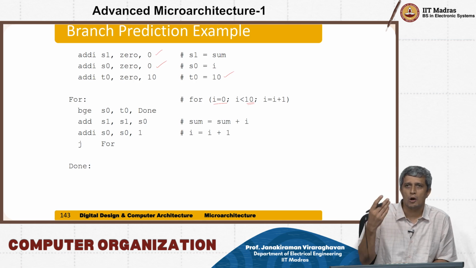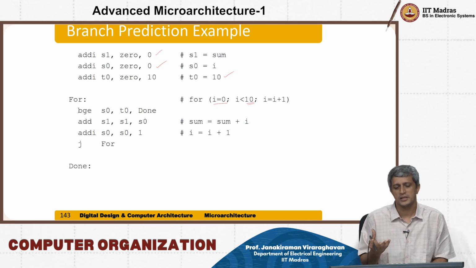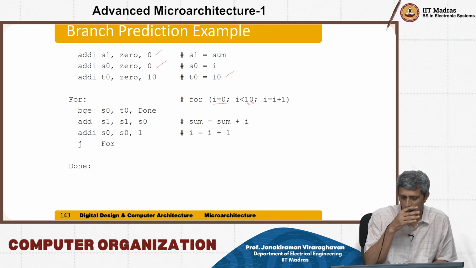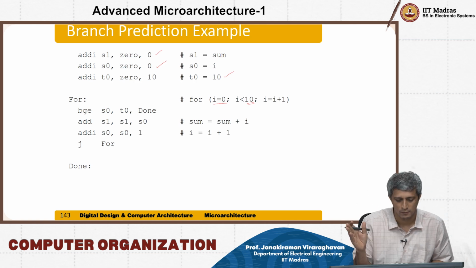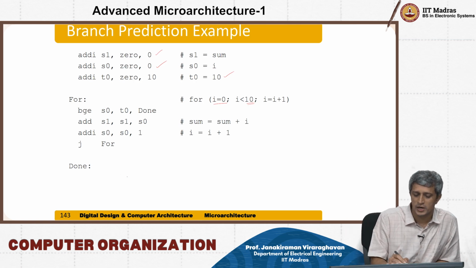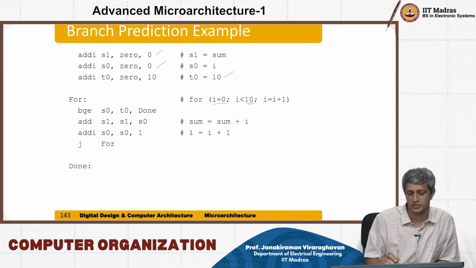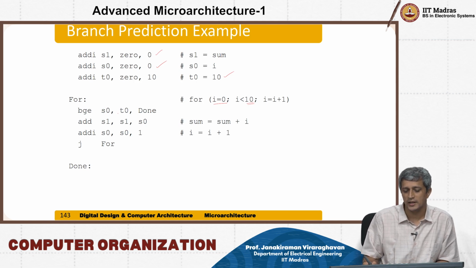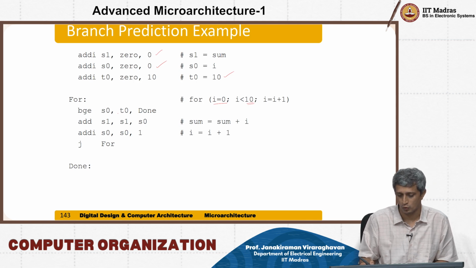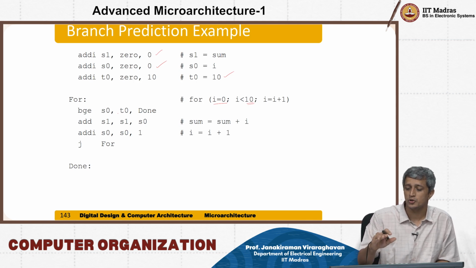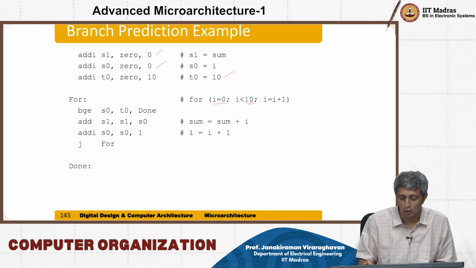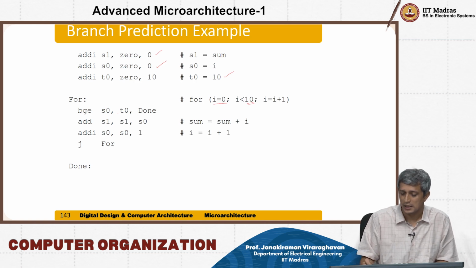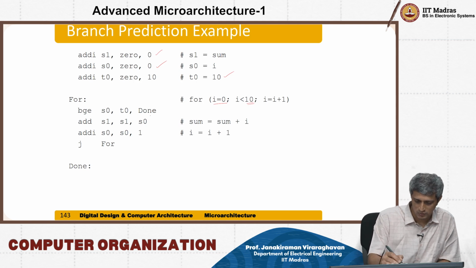Okay, so how do you do it in RISC? You would just say branch if greater than or equal to, S0, T0, to done. What does this statement do? It is going to do S0 minus T0, and check if it is greater than or equal to. If it is greater than or equal to, it means you are done. And therefore you will just finish and come out. Otherwise, what are you going to do? You are going to do sum equal to sum plus i and i equal to i plus 1. So that is what is happening here.